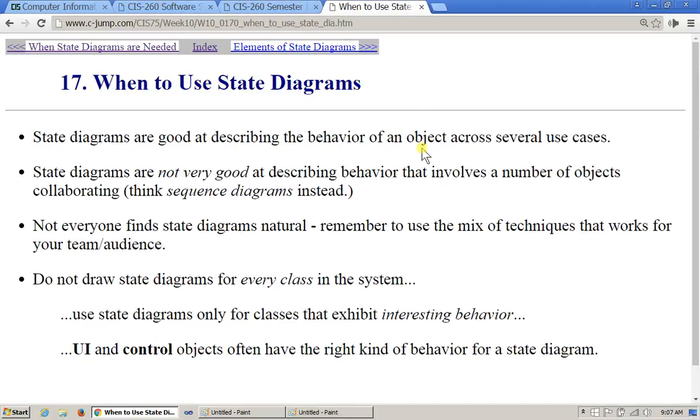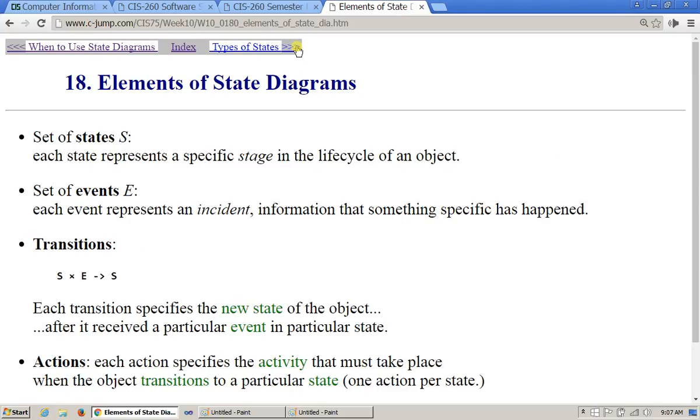So when to use state diagrams, I think we've talked about this quite a bit already, and the general ideas are specified here. I'm not going to read this information. You can read it on your own, and we also talked about this last week. So, elements of state diagrams, right?